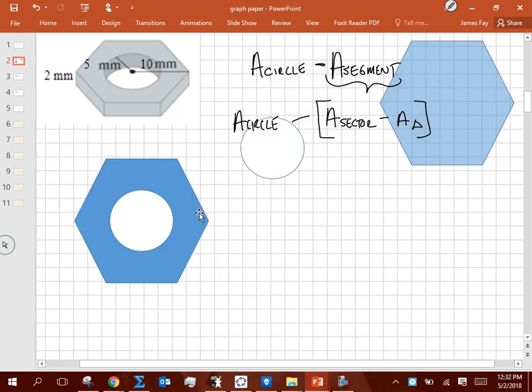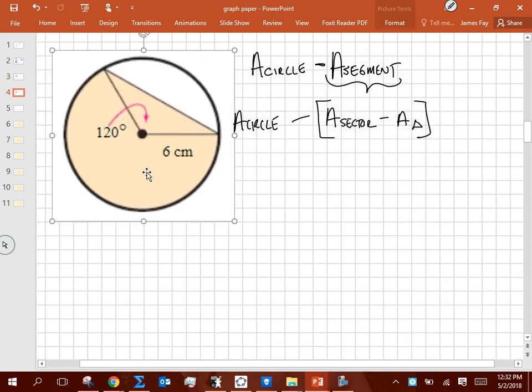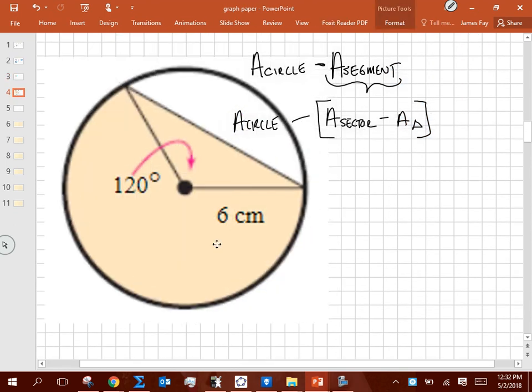I want to enlarge this, and for some reason it won't let me. There we go. All right.